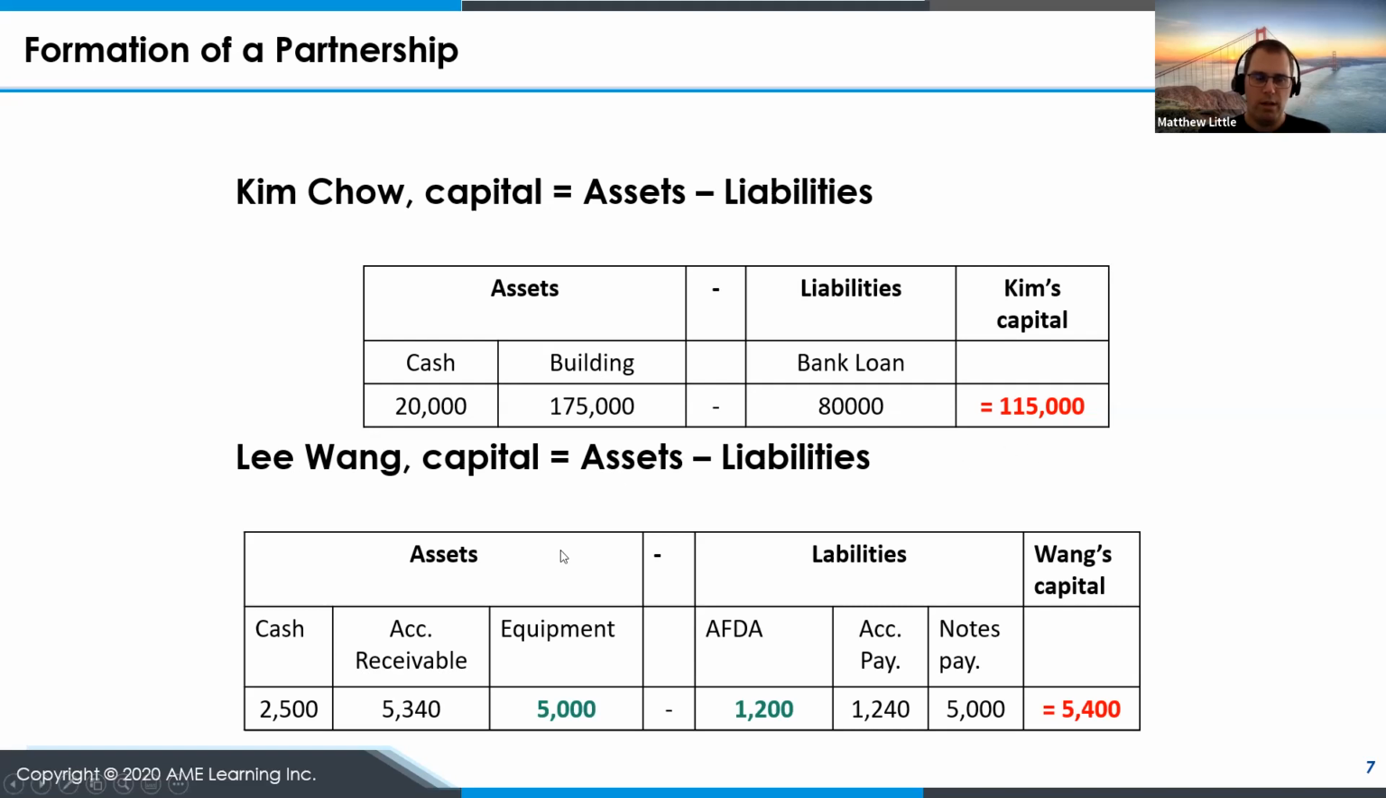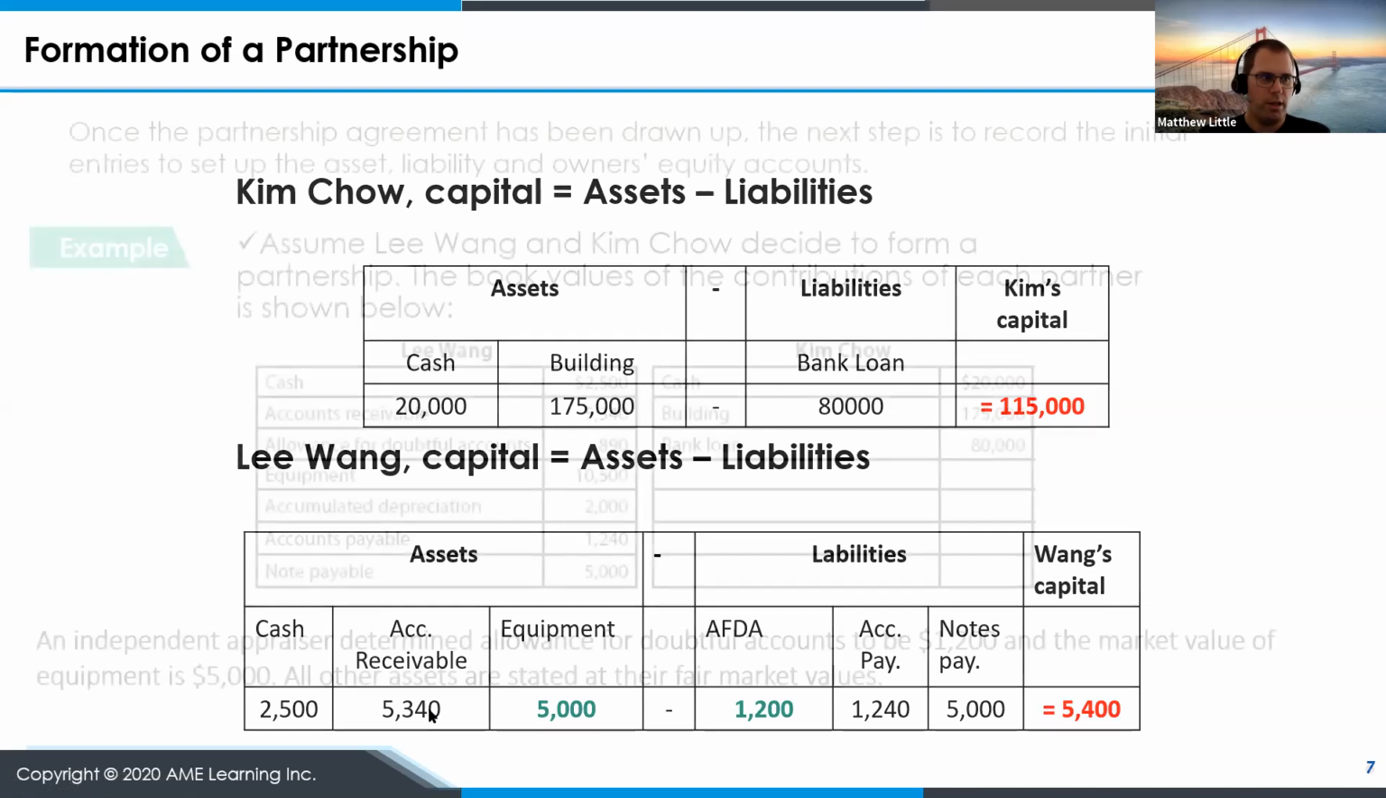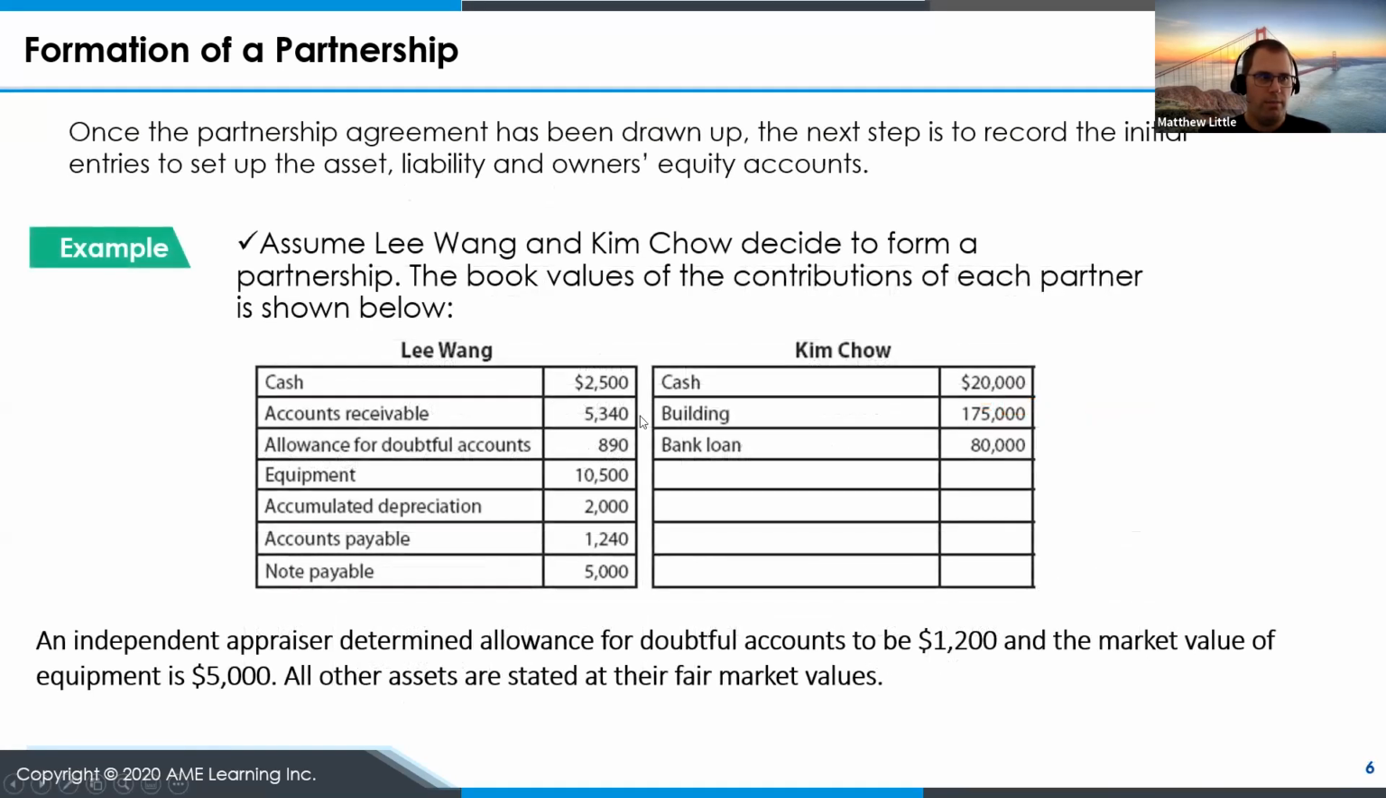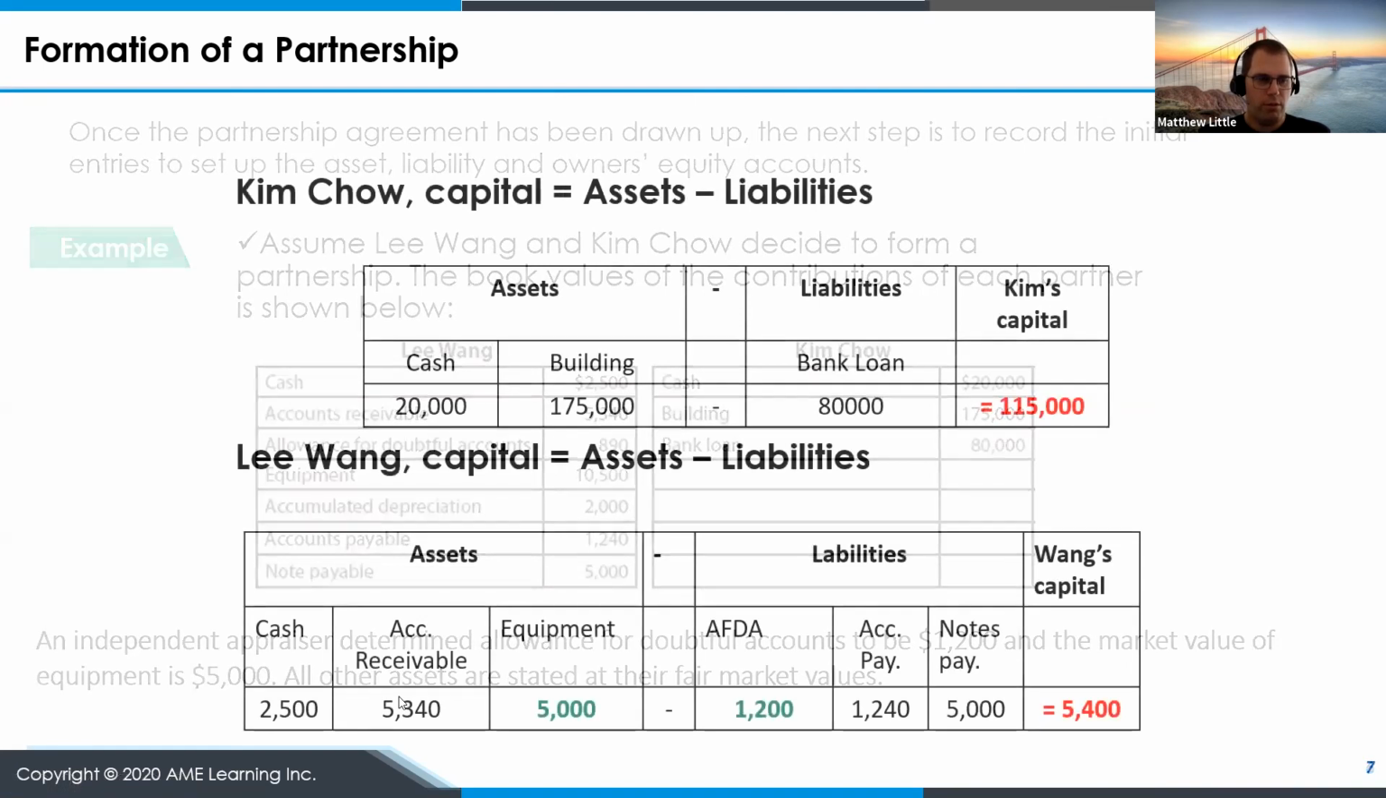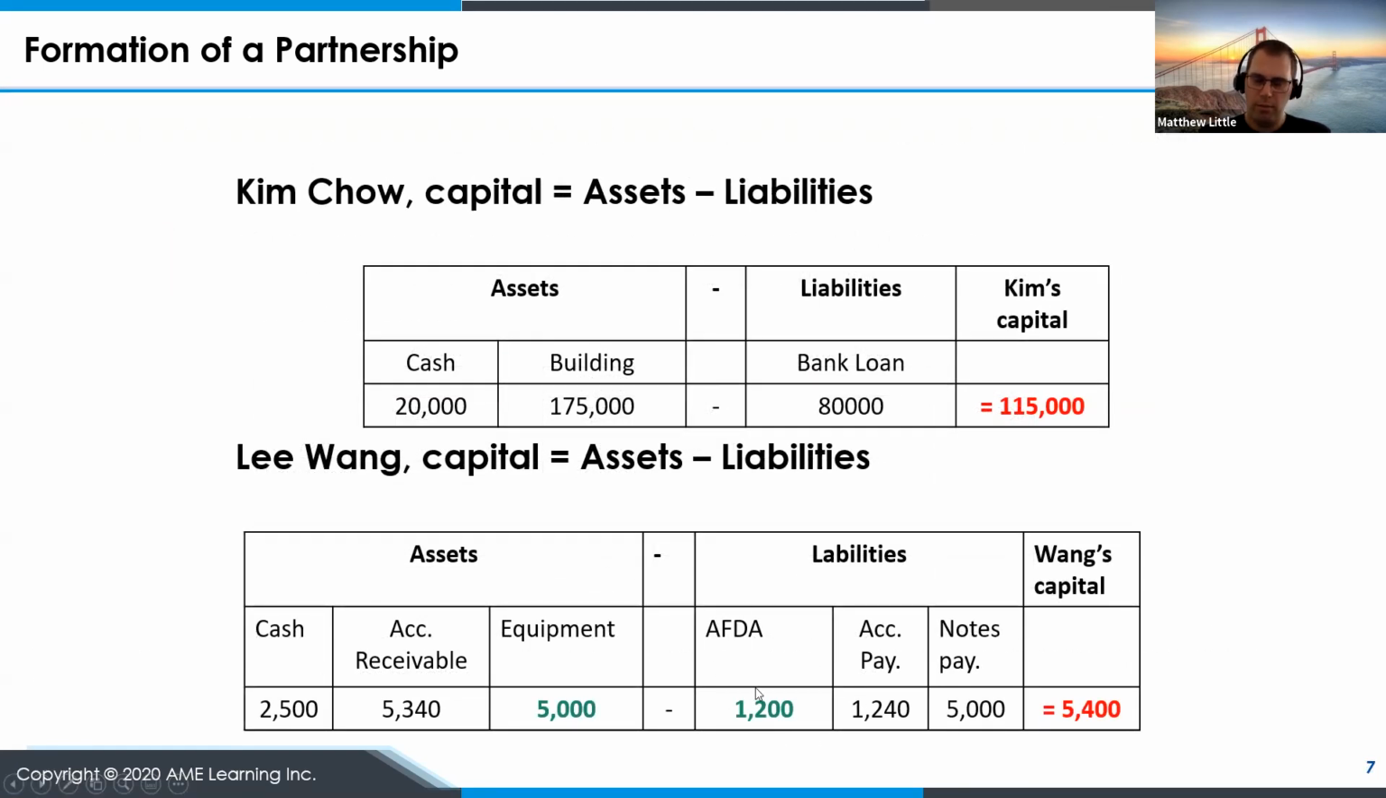Moving down to Lee Wang, capital, assets less liabilities, cash of $2,500, accounts receivable of $5,340 net. So if we go back for a second, we would have the $5,340 net with the allowance for doubtful accounts on the liability side instead for the calculation of $1,200 instead of netting those. The equipment with a fair market value of $5,000 instead of the net book value that was on the previous slide. Then the allowance as discussed, the accounts payable for $1,240, the notes payable of $5,000, to get Wang's capital being $5,400.